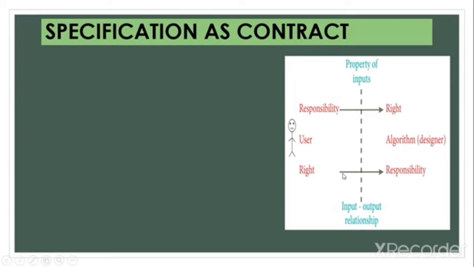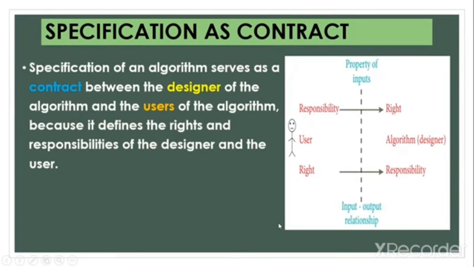Specification as a contract. While writing an algorithm we have to make a contract. The contract is between the user and the algorithm designer. So what is the contract here? The specification of an algorithm serves as a contract between the designer of the algorithm and the user of the algorithm.